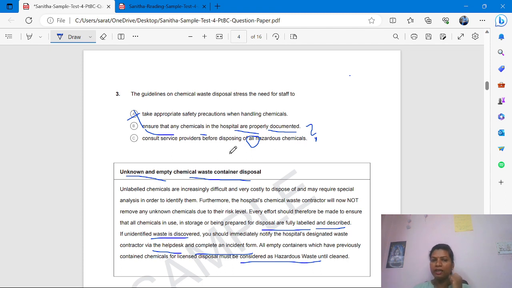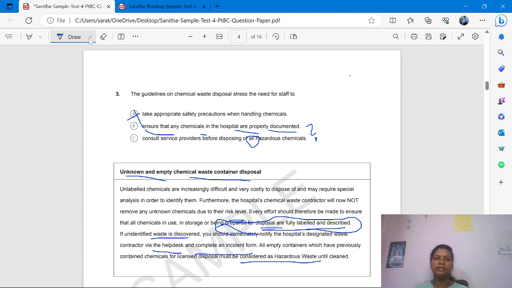Is anything saying about consulting service providers? But what is the main point here? The main point is any chemical is a hazardous material. So we have to make every effort to find out the name, find out all chemicals used in the storage area, and be prepared with a proper label and description. We have to properly label and describe it. That is the overall meaning.